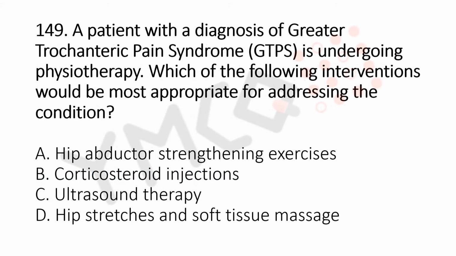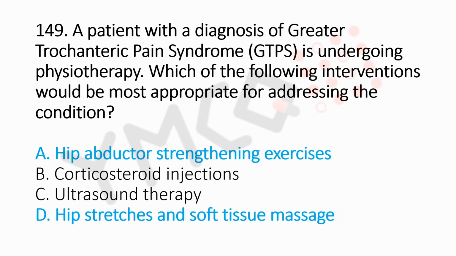Now let's move to question number 149. A patient with a diagnosis of Greater Trochanteric Pain Syndrome is undergoing physiotherapy. Which of the following interventions would be the most appropriate for addressing the condition? Option A, hip abductor strengthening exercises. Option B, corticosteroid injection. Option C, ultrasound therapy. Option D, hip stretches and soft tissue massage. And the answer is Option A, hip abductor strengthening exercises, and Option D, hip stretches and soft tissue massage.